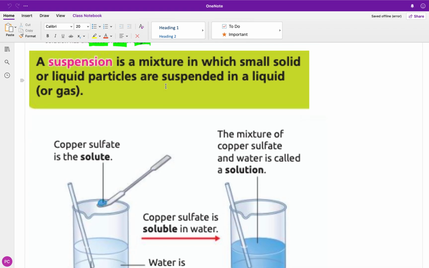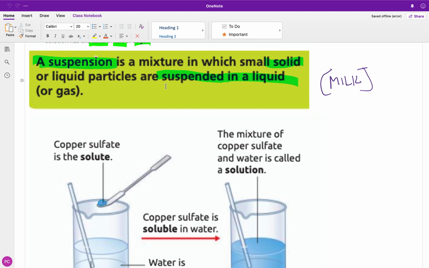Right, moving on. This is something different altogether. As opposed to a solution, you can have a suspension. And a suspension is small solids suspended in a liquid. So they're just sitting there inside the liquid. So we'll give you a good example of a suspension. I think this is one of the questions for homework, is milk, which is basically cream suspended in water. Milk is a good suspension. Calpol is a good suspension.